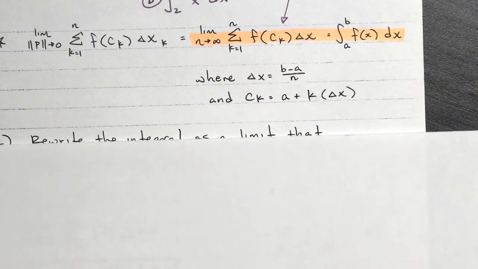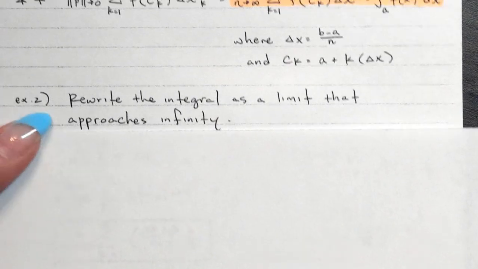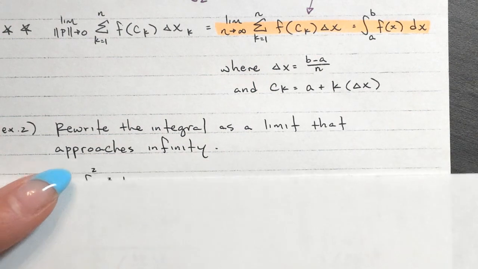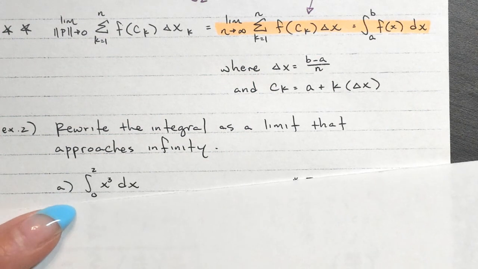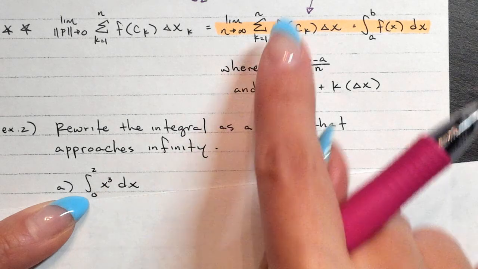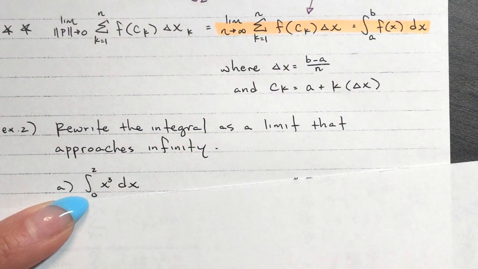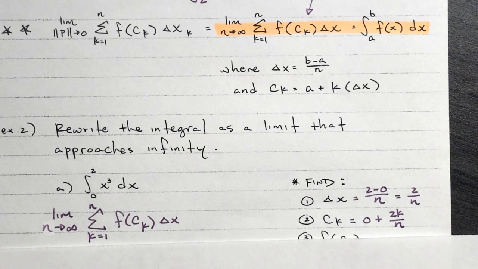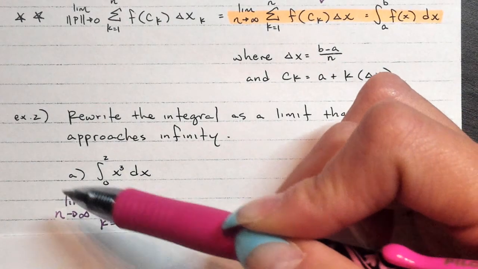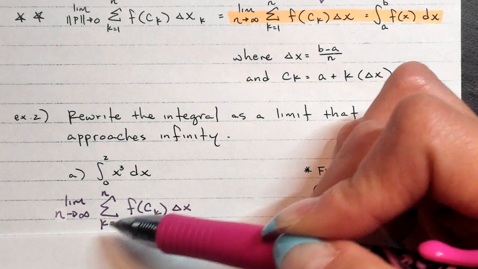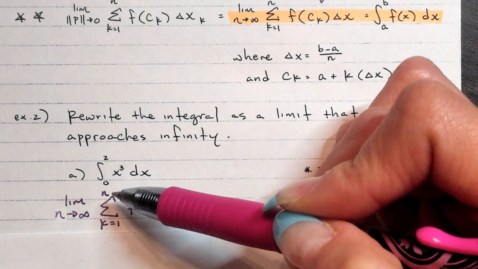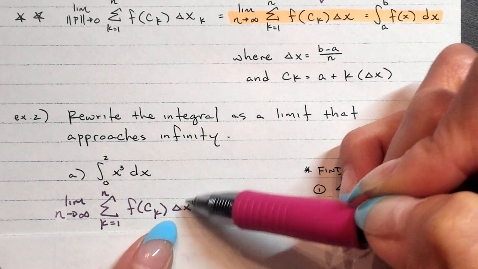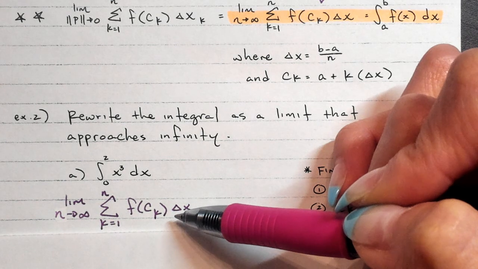So I'm going to give you an example. We're going to rewrite an integral in this form, okay? So let's say we want to rewrite this in limit of summation form. So we're looking for this kind of value. I'm always going to have the limit as n approaches infinity of the sum from k equals 1 all the way to n, and then I'm looking for a height and a base. Okay, so this is going to be the form of my final answer.